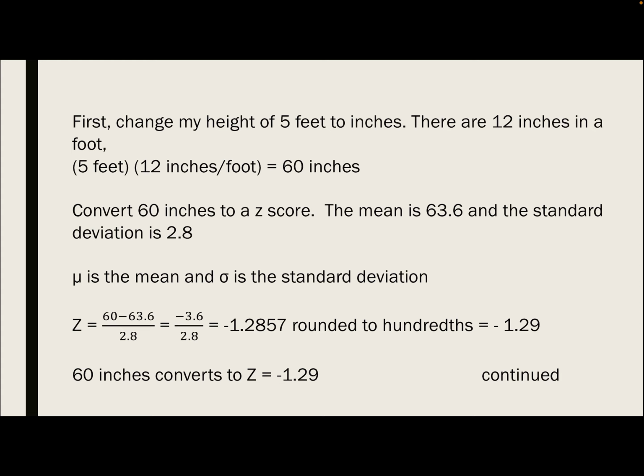First, change my height of 5 feet to inches. There are 12 inches in a foot, so 5 feet times 12 inches in a foot equals 60 inches. Convert 60 inches to a Z-score. That means we're going to compare my height to the average. The mean is 63.6. Standard deviation is 2.8. Z equals 60, my height, minus 63.6, the mean, divided by 2.8. And round that to hundredths. Negative 1.28. After the 8 is a 5, so the 8 went up to a 9.